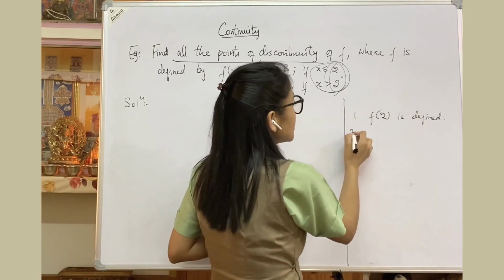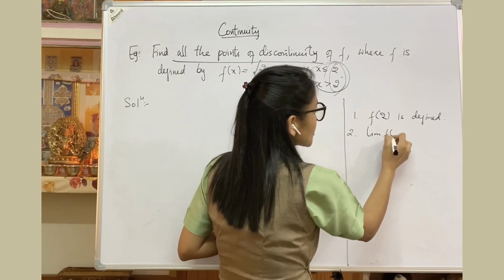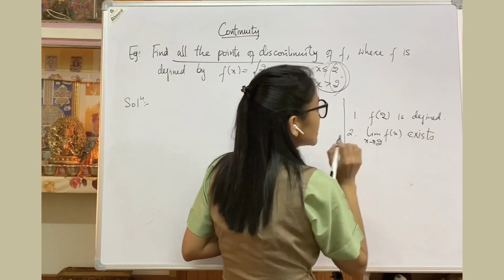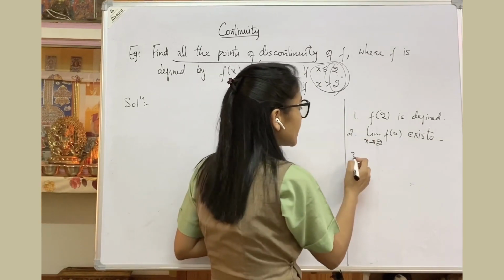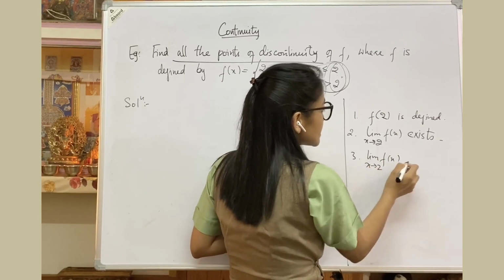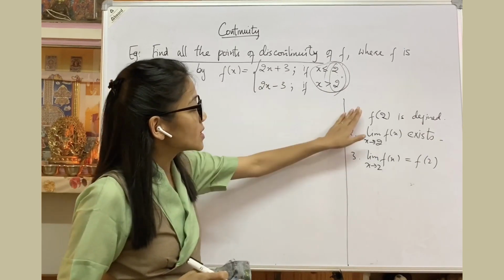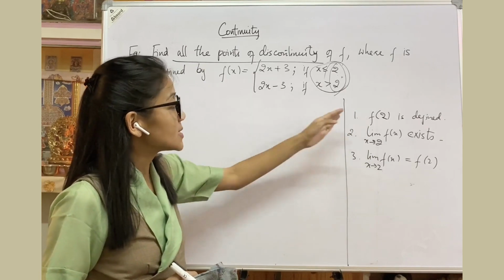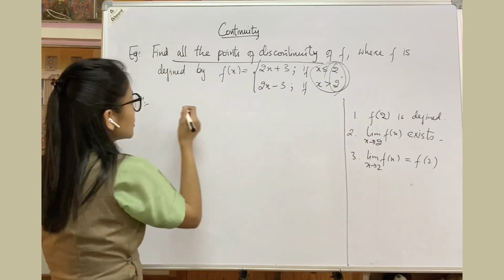Is that clear? Number 2, if this happens, then you will go for the second condition, that is the limit of the function as x tends to 2 exists. This should happen, right? Okay, if a function is satisfying these 2 conditions, then you will go for the third condition, that is the left hand limit and right hand limit equal the function value, whatever value you got at condition 1. So these 3 things should happen so that the function is continuous. Now we will see whether the function is satisfying these 3 conditions or not, okay? So first of all, I have to find out the value of f of 2.